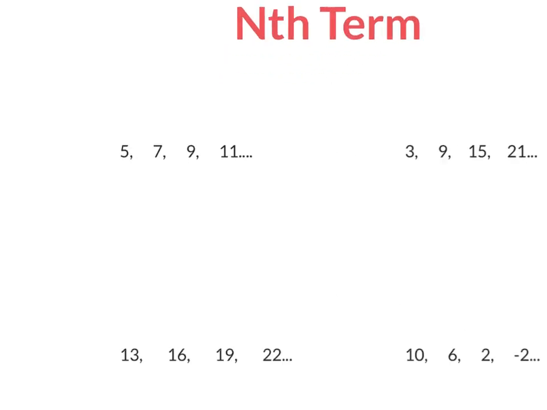Okay, so I'm going to zoom in here. Okay, so I want to find the nth term of this sequence. So all I do is I ask myself, what is it going up by each term? And from 5 to 7 and from 7 to 9 is plus 2. So that means that my nth term is going to start off with 2n.